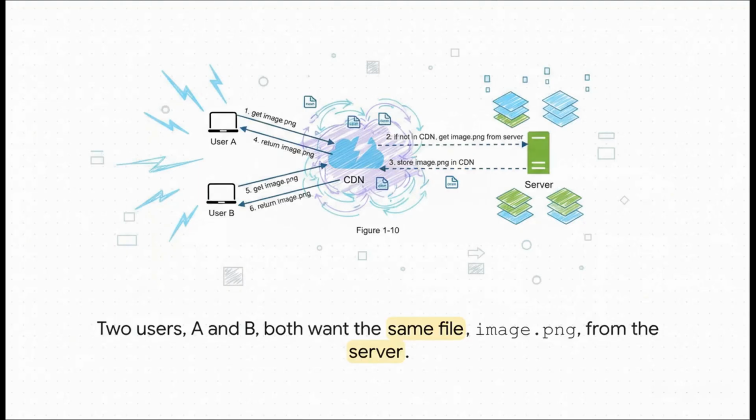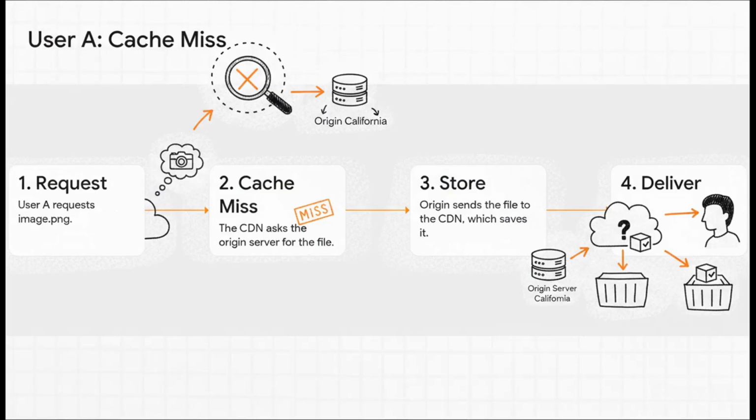And on the left, we have 2 different people, user A and user B. They both want the exact same image. All right, let's follow user A. They ask the local CDN for image.png. The CDN looks in its storage and it's not there. This is what we call a cache miss. So the CDN has to take that long trip for them. It goes and asks the origin server in California for the file.